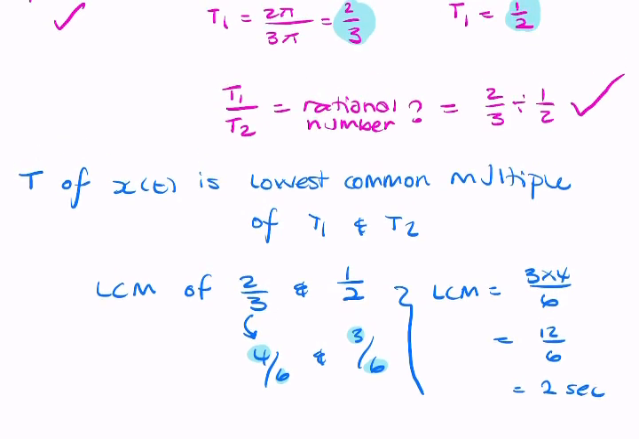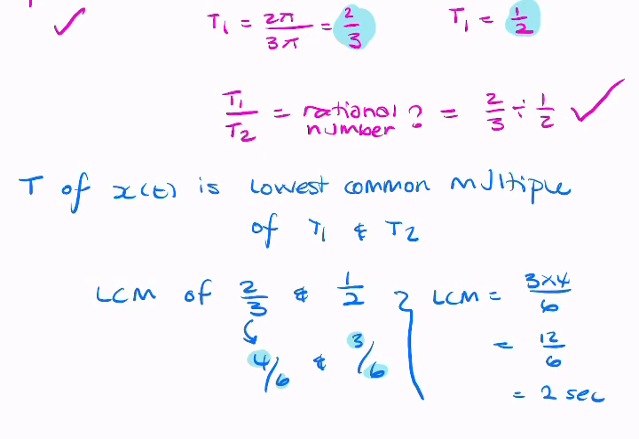So that's how you would find the lowest common multiple. You could do it the long way, but you'd be wasting a lot of time. So you could say 4 over 6, 8 over 6, 12 over 6, 16 over 6, etc., and 3 over 6, 9 over 6, 12 over 6, 15 over 6, until you find a match. But that's not the best way to do it. I would do it this way.